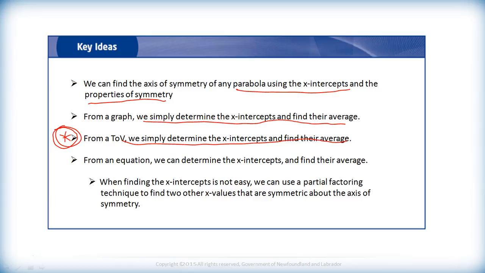From an equation, we can determine the x-intercepts and find their average as well. Yep, you can do that. But as we said earlier, if you have the equation in standard form already, the other formula is much easier. So I'd probably recommend that you go that way. And when it's not easy, you can use that partial factoring strategy if you wish, and if that's what your teacher is going to do, go for it. Good stuff. It's not a bad way to do it, it's just different.